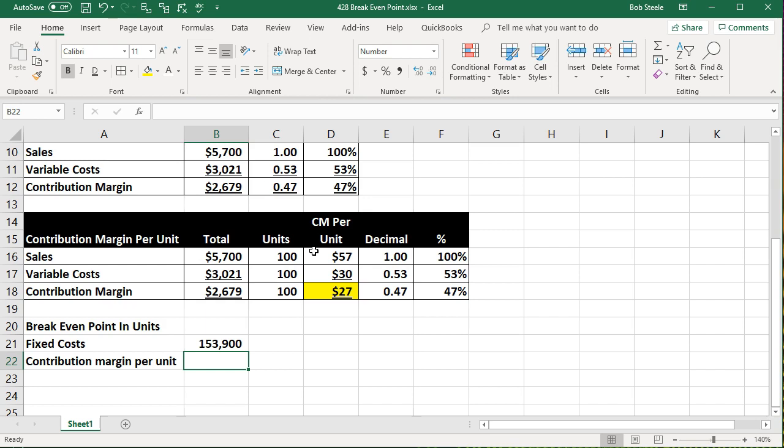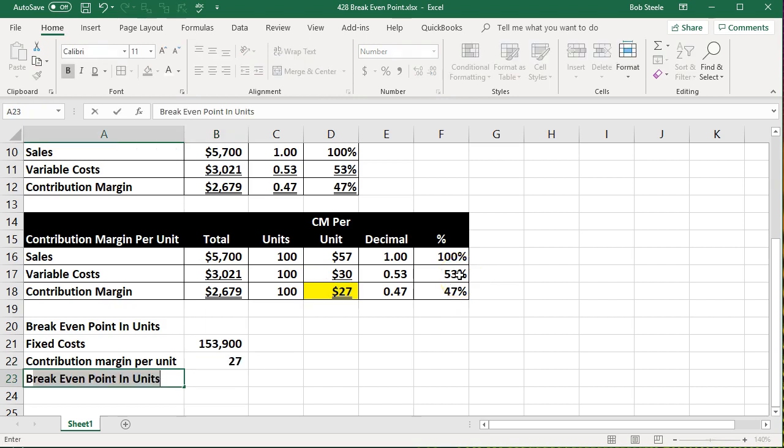Sales per unit minus the variable cost per unit. In our case, we have it here at the 27, and that will give us our break-even point in units. So we're going to say this equals the total fixed cost divided by the contribution margin per unit, and there we have it. And again, you might want to break out what are dollars, what are units here.